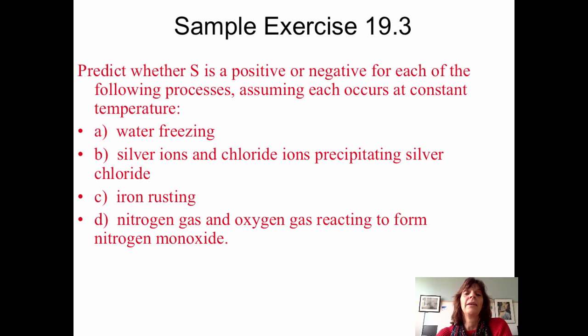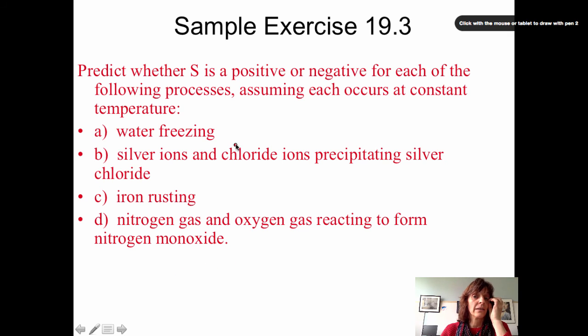All right, so let's think about these examples. Predict whether the entropy change is positive or negative: water freezing, ions precipitating into a precipitate, iron rusting, and nitrogen and oxygen reacting to form nitrogen monoxide.